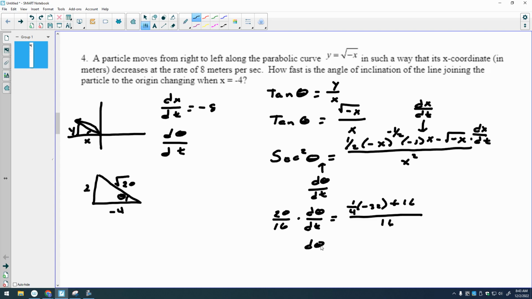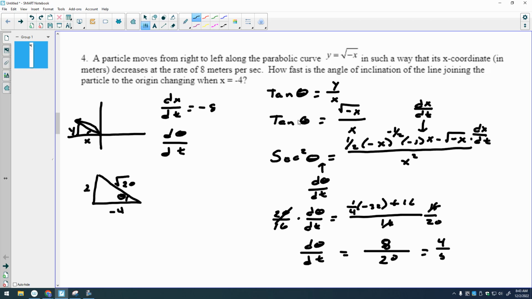Solving for d theta/dt. I'm going to multiply by the reciprocal of this thing, which is going to put the 20 on the bottom. And this 16 and this 16 will cancel, and I'll have a 20 on the bottom, and this is going to be gone. 1/4 times a negative 32 is a negative 8, plus 16 is a positive 8. And 8 divided by 20, that's 4/5.